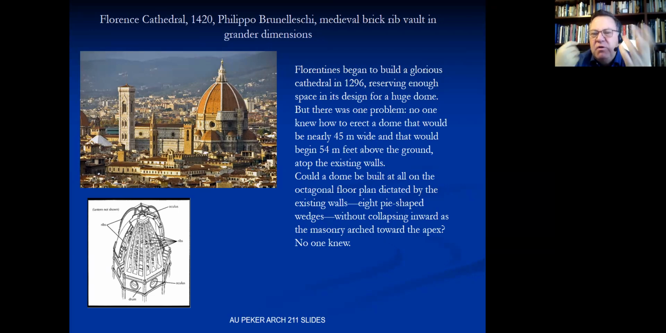Now it is 45 meters wide, from one side to the other. Really big, almost the size of Pantheon, even exceeds it. Pantheon is 40 meters. 45 meters is very, very big. And the height, 54 meters above the ground.